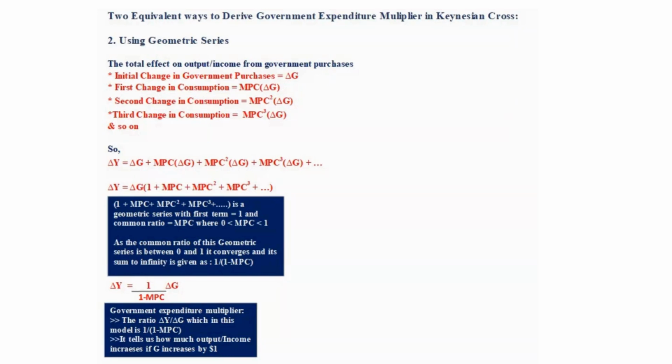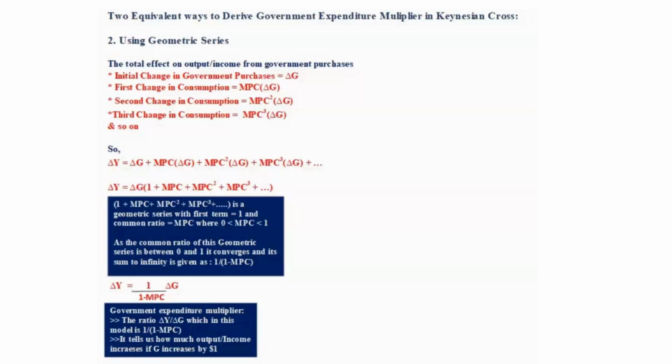Now in the brackets, when we have 1 plus MPC plus MPC square plus MPC cube plus so on, this is essentially a geometric series where the first term is 1 and the common ratio is MPC, which we know lies between 0 and 1. So we have a geometric series for which the common ratio is between 0 and 1.